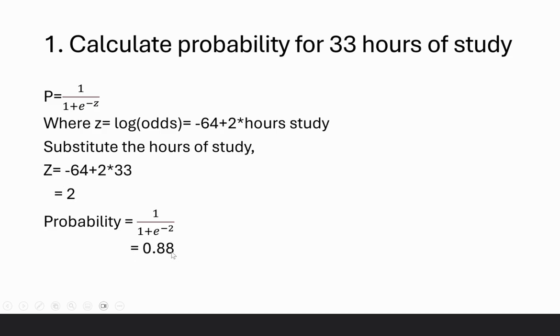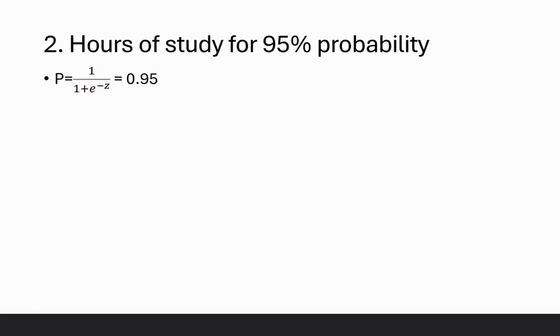Hence the probability for the student who studied 33 hours to pass is 88%. That is, 0.88 is the probability value for the student to belong to the class pass when studying 33 hours. The next question is, they give you the probability value and ask you the hours of study: how many hours the student should study to get this pass percentage. The probability is given, so the probability function is equal to 0.95.